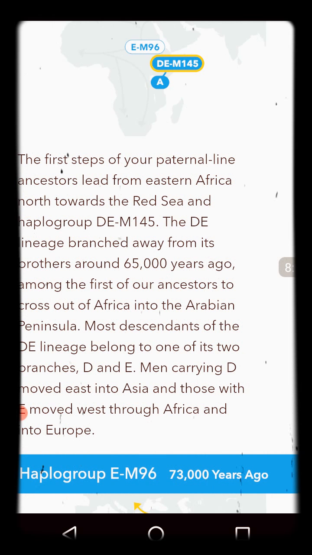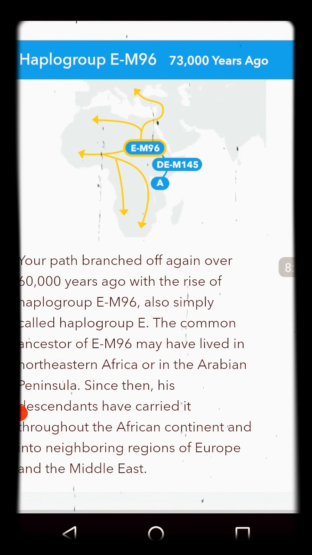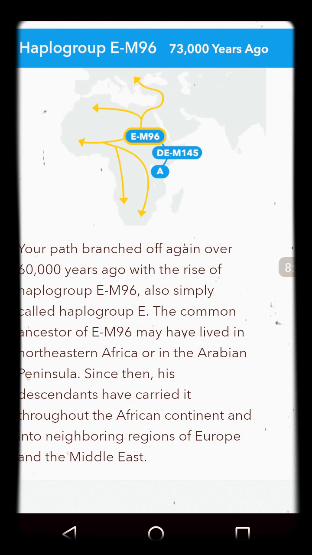Well, if you go to what they say in this EM96 branching, your path branched off again over 60,000 years ago. So they're saying me and haplogroup D branched off 65,000 years ago. Then they say another 5,000 years later, I branched off again, all right? Your path branched off again over 60,000 years ago with the rise of haplogroup EM96, also simply called haplogroup E.